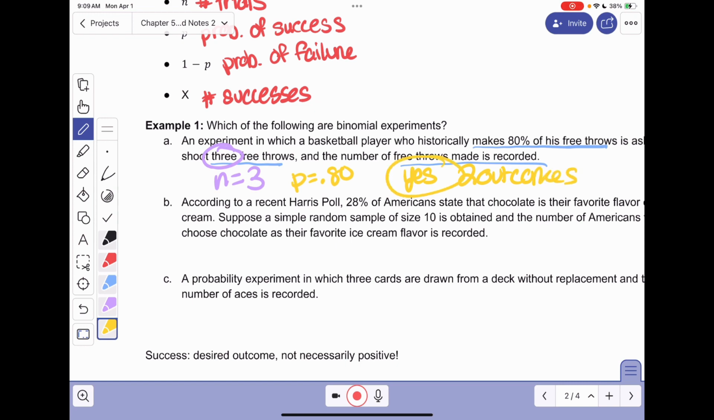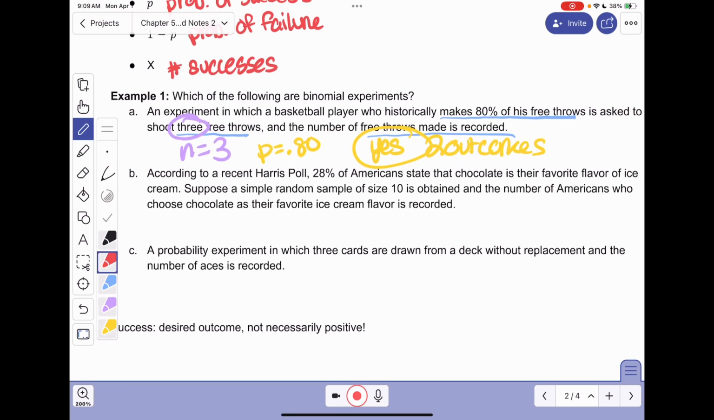Now let's look at the next one. According to a recent Harris poll, 28% of Americans state that chocolate is their favorite flavor of ice cream. Suppose a simple random sample of size 10 is obtained, and the number of Americans who chose chocolate is recorded. So do we have a set number? Yes. Are they independent? Yes, because all the people are different. Is the probability consistent? Yes, it's at 28%.